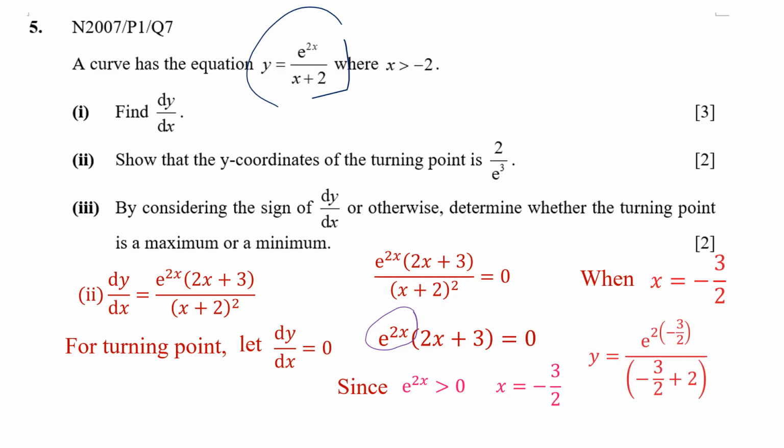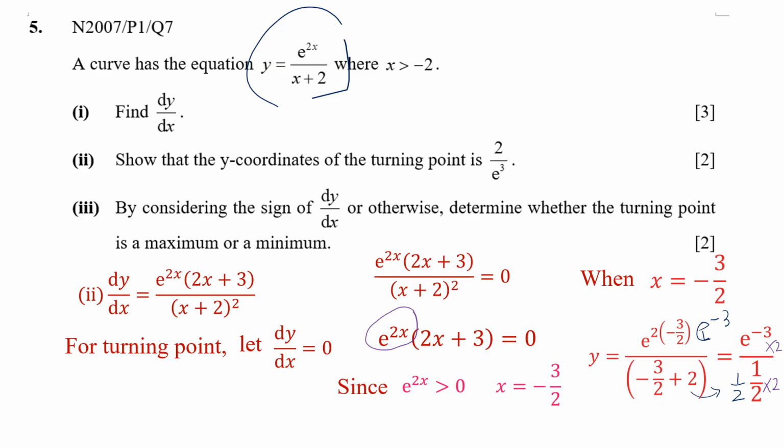Here you will end up getting 2 times negative 3 over 2, which gives you negative 3. So this will give you e to the power of negative 3, and the denominator gives you half. So you end up getting e to the power of negative 3 over half. We're going to use the trick that I've taught you before. Look at the denominator, which is a half. Just multiply by 2, because half times 2 gives you 1. Multiply 2 at the numerator as well as at the denominator.